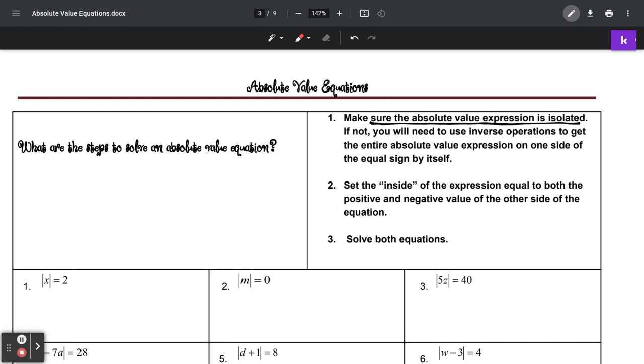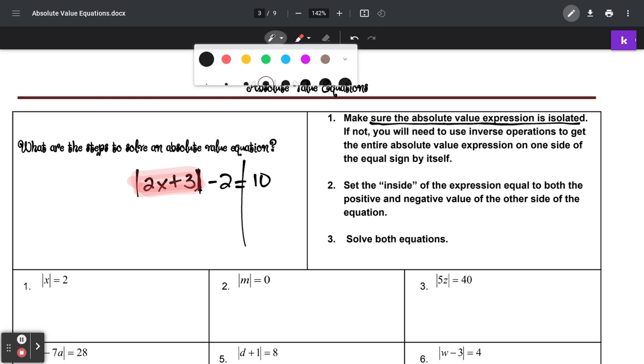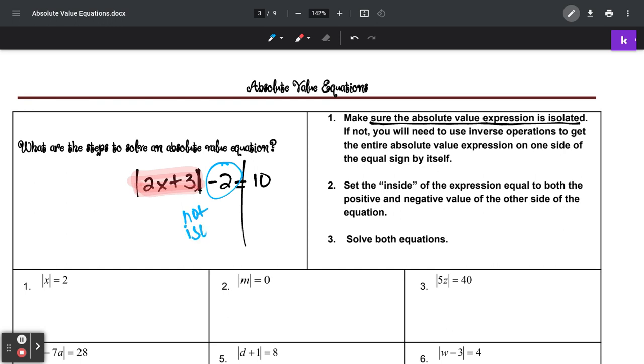And the reason I say that is because sometimes you'll get these equations that look like this. Okay, so when I say make sure the absolute value expression is isolated, if you look over here, this is the expression that contains the absolute value, but it's not on the side by itself. Over here with the absolute value expression, I have a negative 2. This is not isolated. If I wanted to isolate this entire expression, I would need to get rid of negative 2.